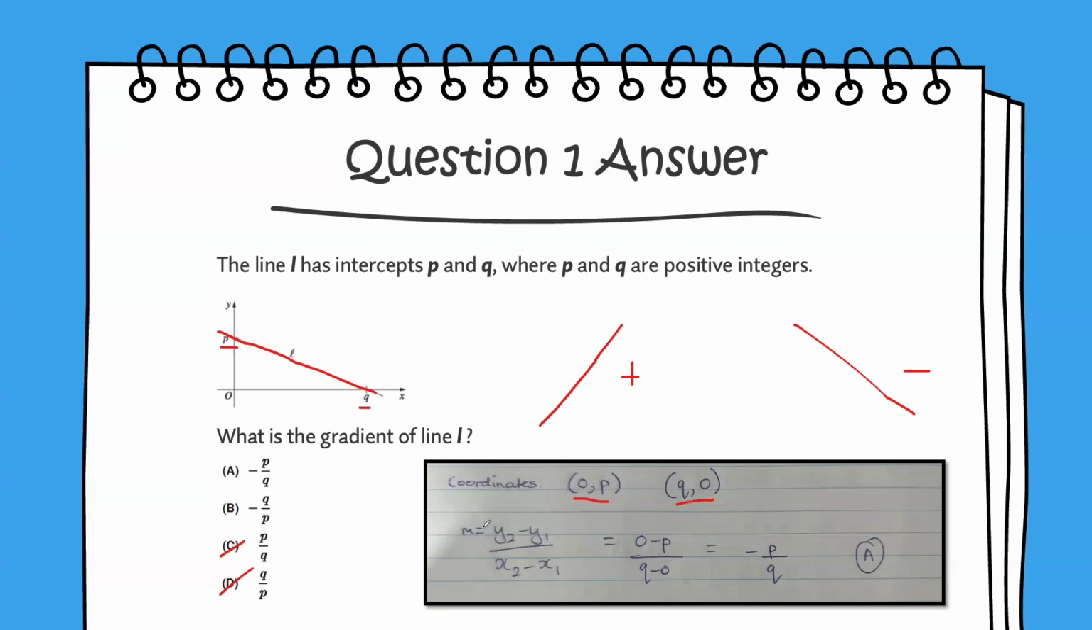Now, if you remember, this is the gradient formula that we used. The gradient formula is m is equal to y2 minus y1 over x2 minus x1, where y2 and y1 are our two y coordinates, that will be p and 0, and x2 and x1 are our two x coordinates, that's 0 and q. So for y2 minus y1, we've done 0 minus p here, and we've done q minus 0 here. These are two y coordinates, 0 and p, and these are two x coordinates, q and 0. If we put that in, that's just minus p over q, which means our answer is going to be A.